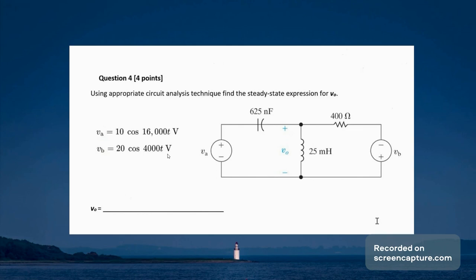Now, for the final steady state equation, you just add those two values. But remember, these are in different frequencies, so you cannot directly add them, meaning that your steady state expression is going to be 6.32 cosine 4000 t plus 71.6 degrees plus 12.6 cosine 16,000 t plus 18.4 degrees.